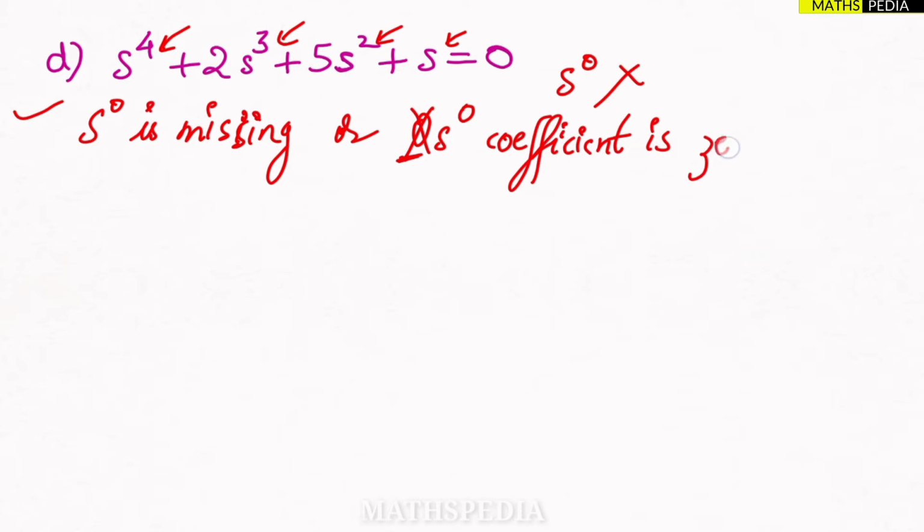Okay. So what was the first condition? That should be positive. All the signs should be same. So positive, positive, positive everywhere. So the first condition is satisfied. But the second condition is not satisfied. So the system is unstable.